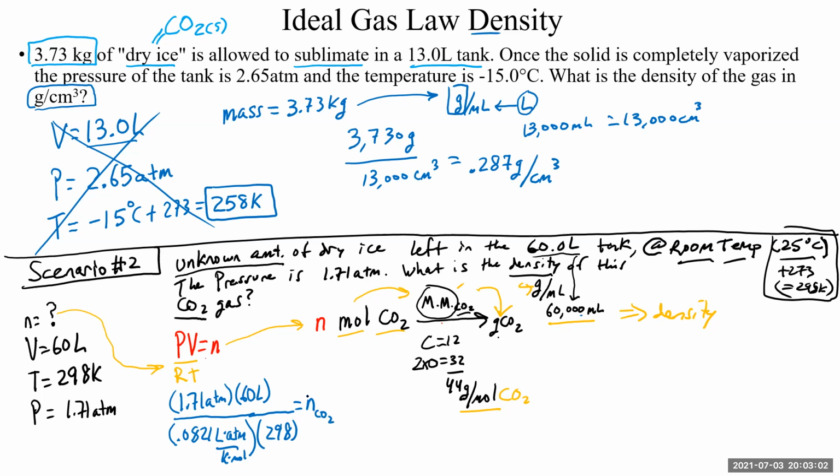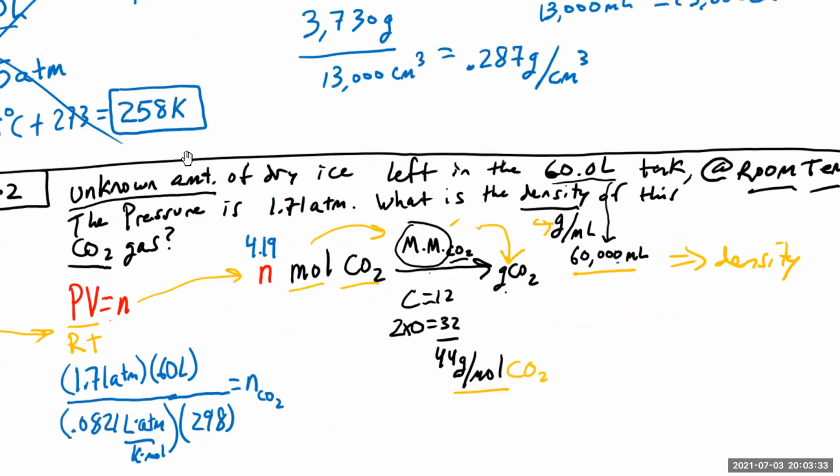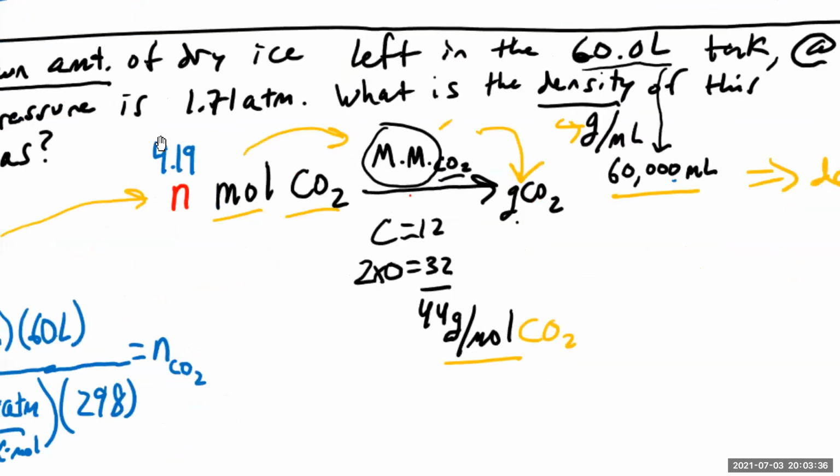So this phrase here means moles of carbon dioxide. So 1.71 times 60 liters. Now we don't want to convert to milliliters here because we need to cancel with the units from the R gas law constant. Divided by 0.0821, divide again by 298, and that gets us 4.19. So that's 4.19 moles of CO2.